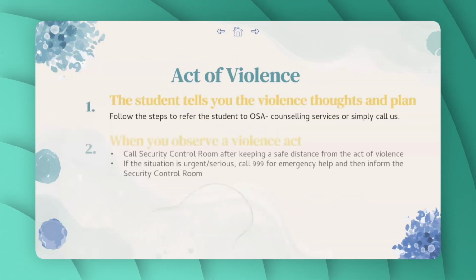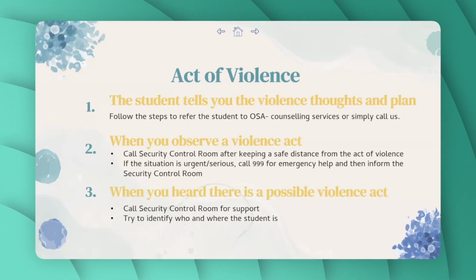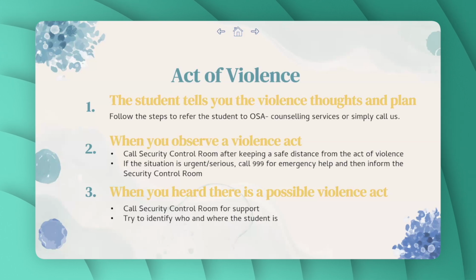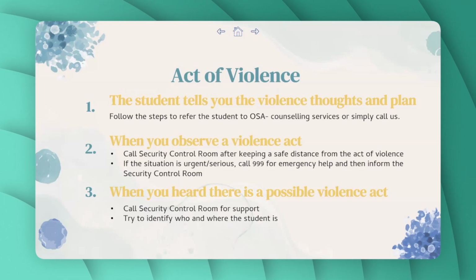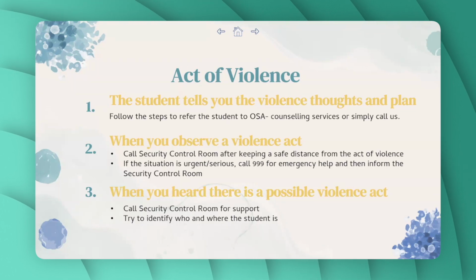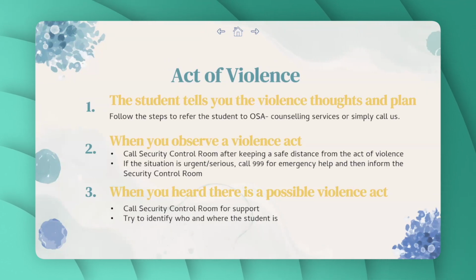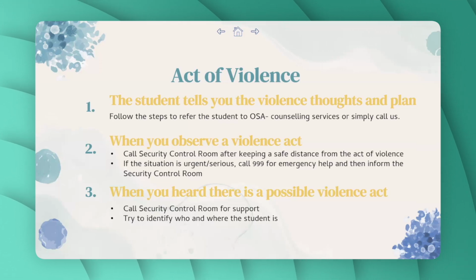Almost the end. The other crisis is when a student is having some violence. If they just tell you, I want to hit that guy or that student, just call us or refer the case to us. We start from there. But if you really observe violence on the campus, first of all, you keep yourself safe, and then you call the security room. The security is the one who tries to control the situation, and they will call 999 for help if there's an emergency.